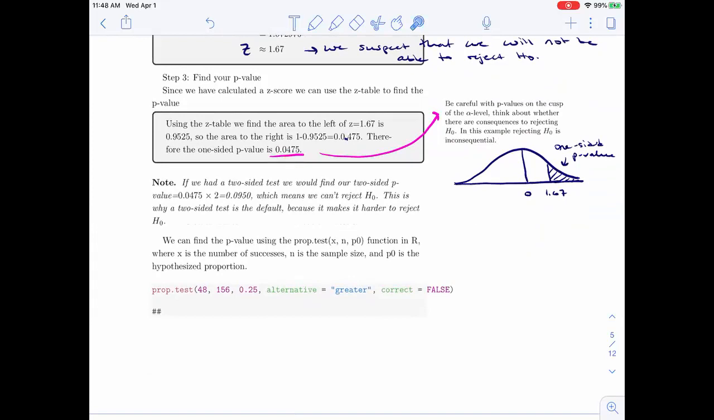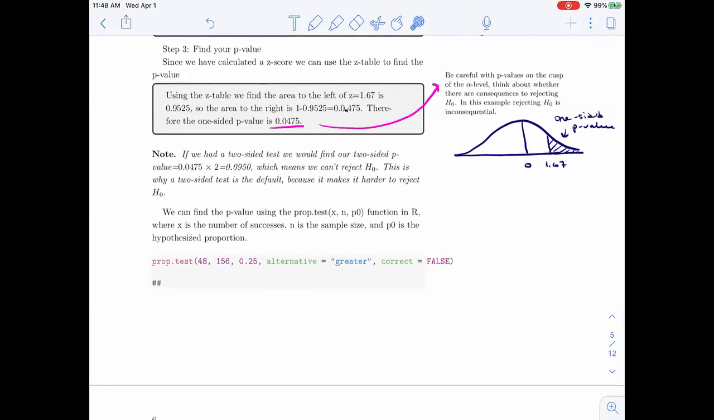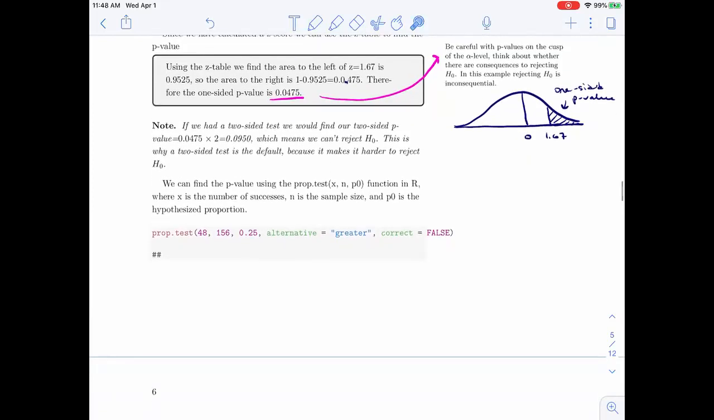So here, if we had a two-sided test, our p-value would be 0.0950, this times 2, which means we wouldn't reject H naught. And so the two-sided test makes it harder to reject H naught, and that's why it's the default. It's only if we suspect that something particular is going on that we would use one-sided tests, which we do in this case.